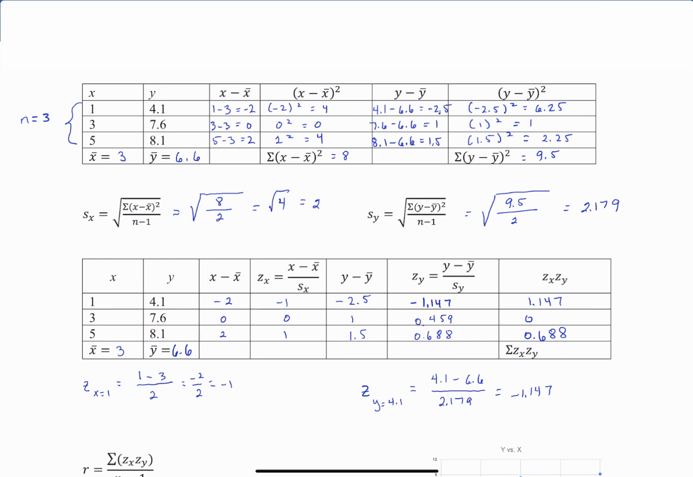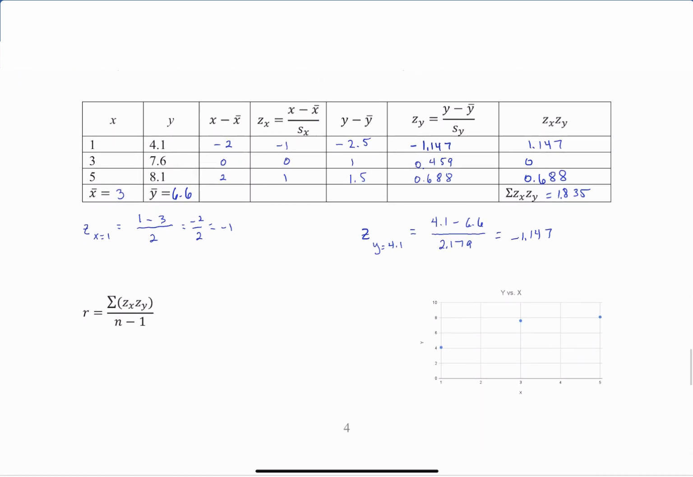Then we add up the stuff in this last column. And if you do that on a calculator, you will get 1.835. We're finally ready to use our actual R formula, which says in the numerator to have the sum of those zx times zy's, and we just said that sum was 1.835. In the denominator, we have the sample size 3 minus 1. So if you do 1.835 divided by 2, you'll get 0.918, rounded off to 3 decimal places.